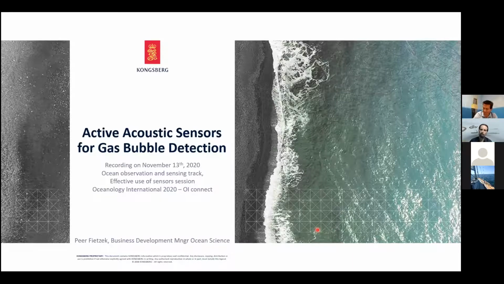Great to join this session, which actually is a nice composition, isn't it? We've got an optical sensor starting, a conductivity-based sensor second, and now here the third presentation on acoustics. So as you can read, active acoustic sensors for gas bubble detection. There is a lot of developments happening in the acoustic environment, and acoustic sensors are used to measure quantitatively and qualitatively more and more different targets in the water column.